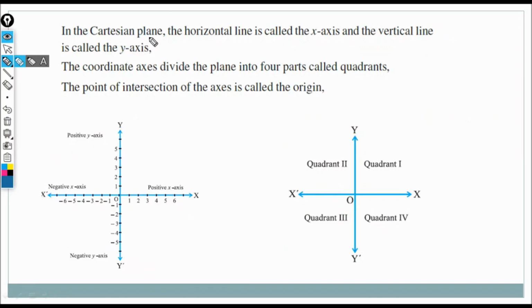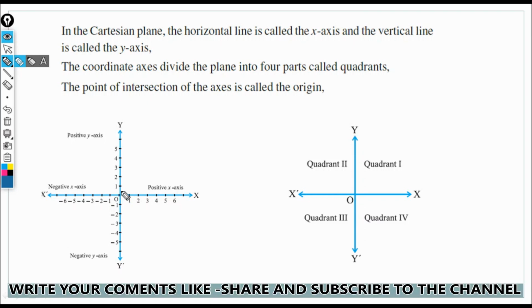Cartesian plane is a plane in which location of any point can be fixed using x-axis and y-axis. The horizontal line is called x-axis and the vertical line is called y-axis. See here students, this horizontal line is called x-axis and vertical line is called y-axis. So angle between x-axis and y-axis, it is always 90 degrees.